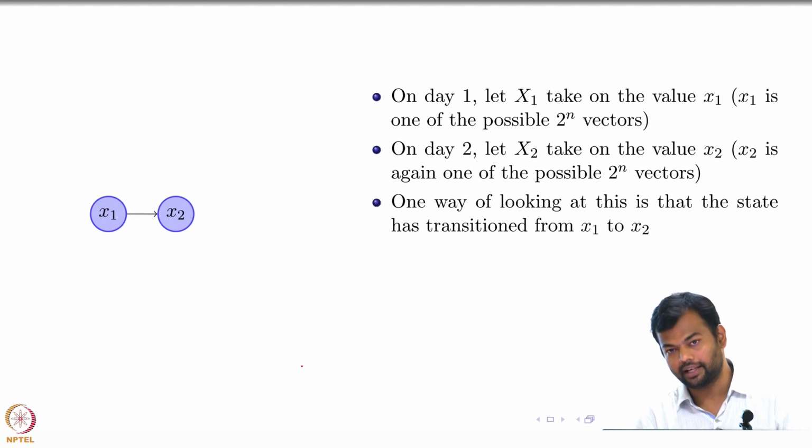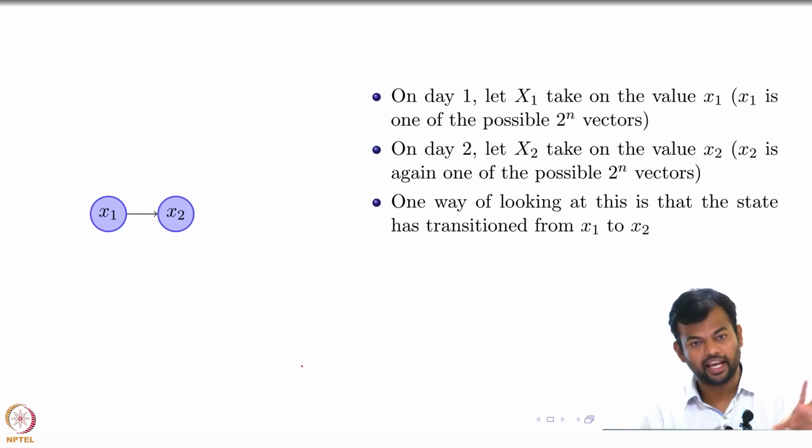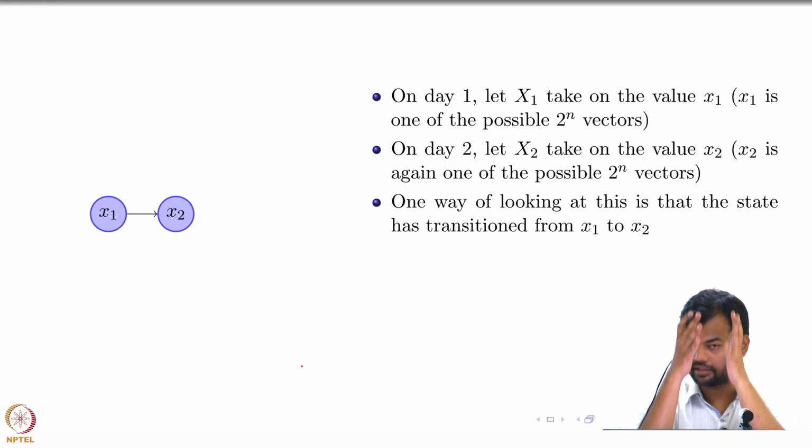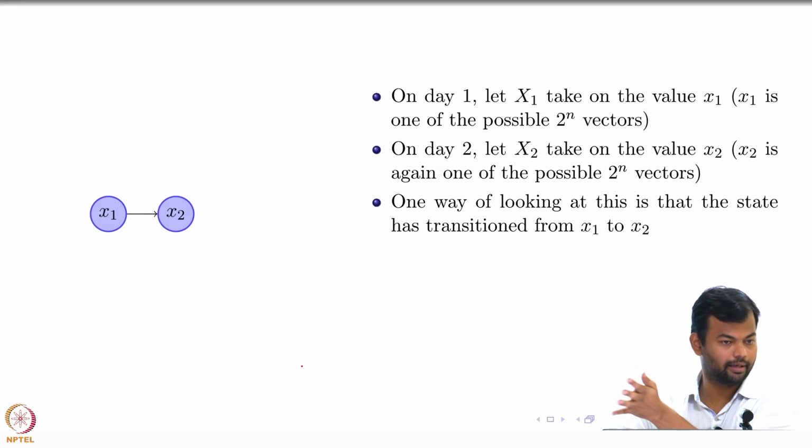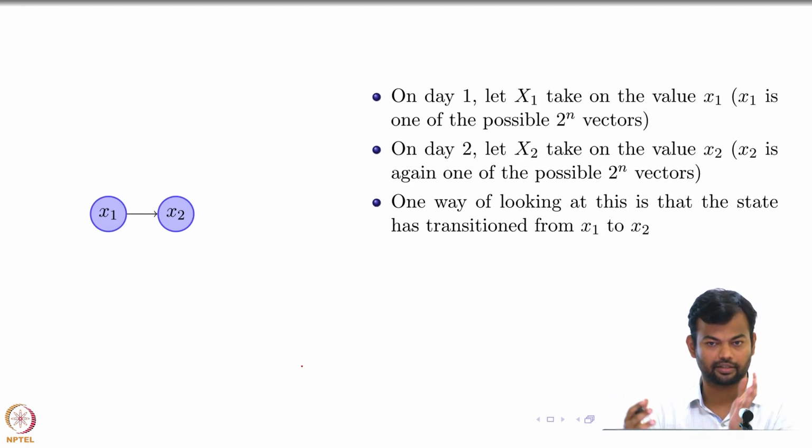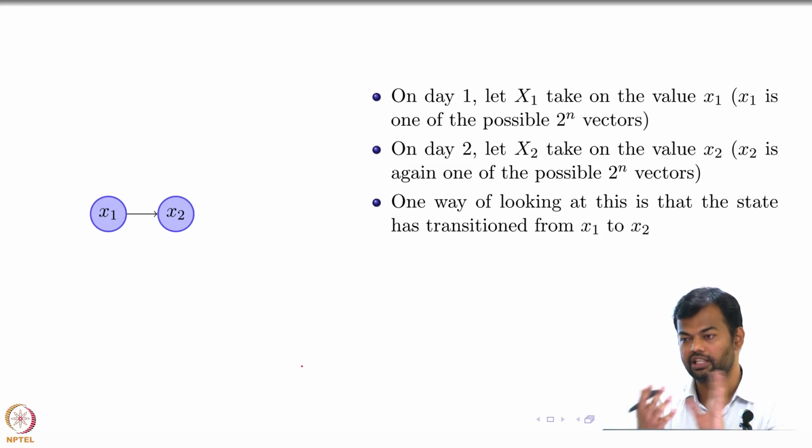Now, one way of looking at it is that the state of the random variable has transitioned from x1 to x2 from day 1 to day 2. Right? That's a fair way of saying this. You're looking at this random variable, and the semantics of the random variable remain the same across time steps. It's the number of customers, but just the state has changed from small x1 to small x2.